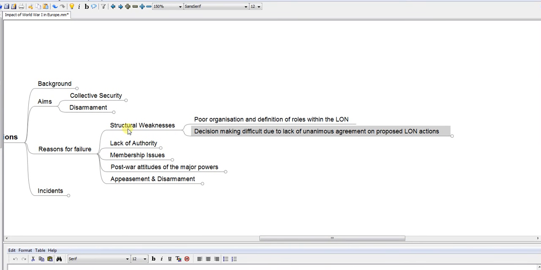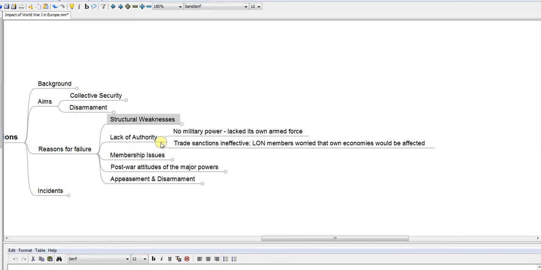And also the lack of authority. Let's take a look. Firstly, the League of Nations, please remember this, had no military force of its own. There wasn't such a thing as a League of Nations army, a League of Nations navy. It didn't have its own armed forces.